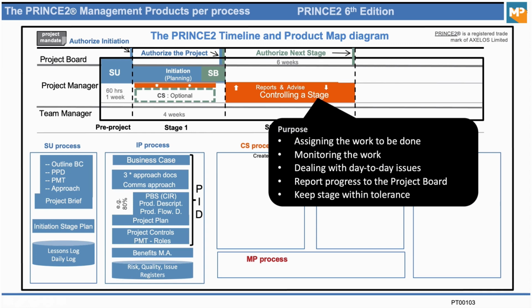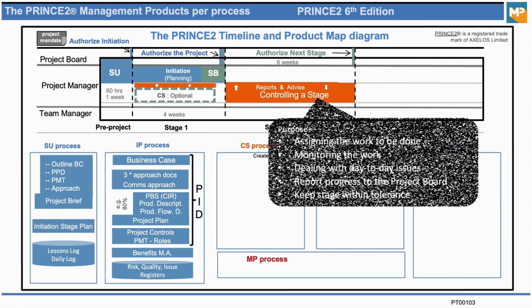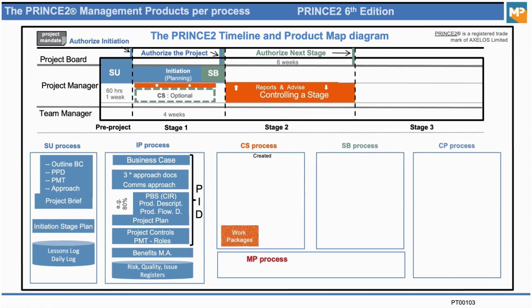Okay, so that's the purpose of the controlling stage. Now let me show you how that's actually done. So the first thing the project manager does is they will hand out work to the teams. So let's say they take up 2 or 3 product descriptions, which are actually requirement documents. That's them there, but they're now in the stage plan.